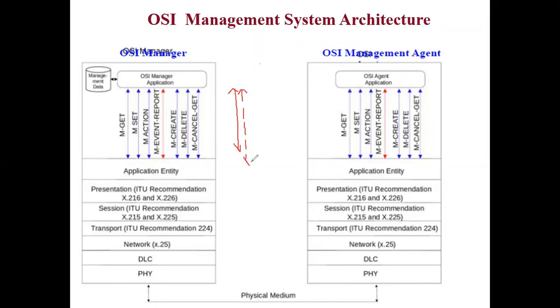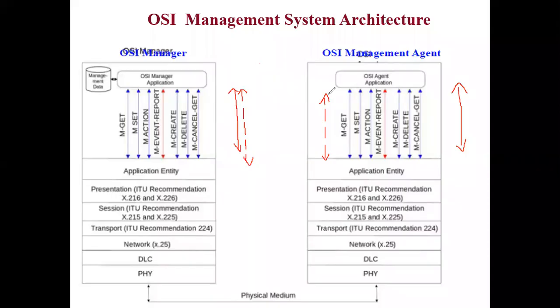And when you are drawing the OSI management agent, all the blue lines will be dash. Please remember it. All the blue lines will be dash. And only this line, the red one, will be a solid line. If you are drawing this in the exam as a solid line with bidirectional, you are safe for the OSI management architecture.